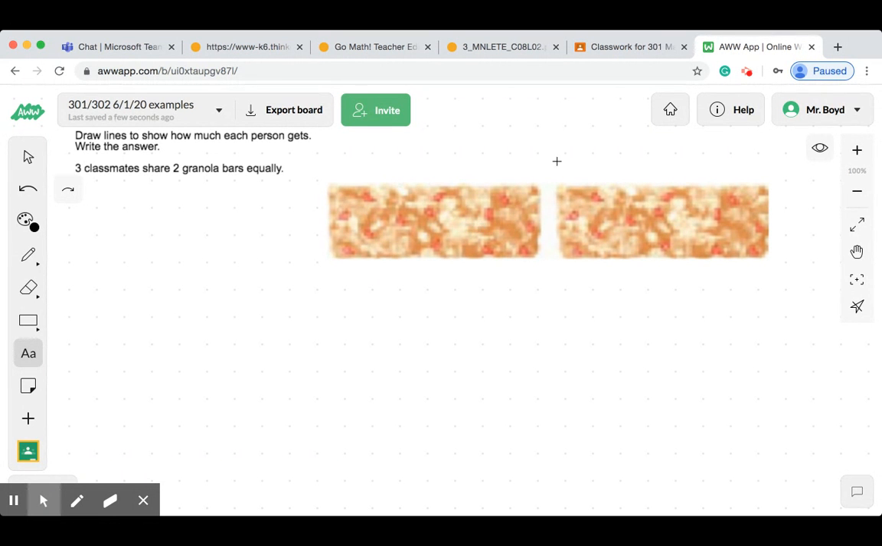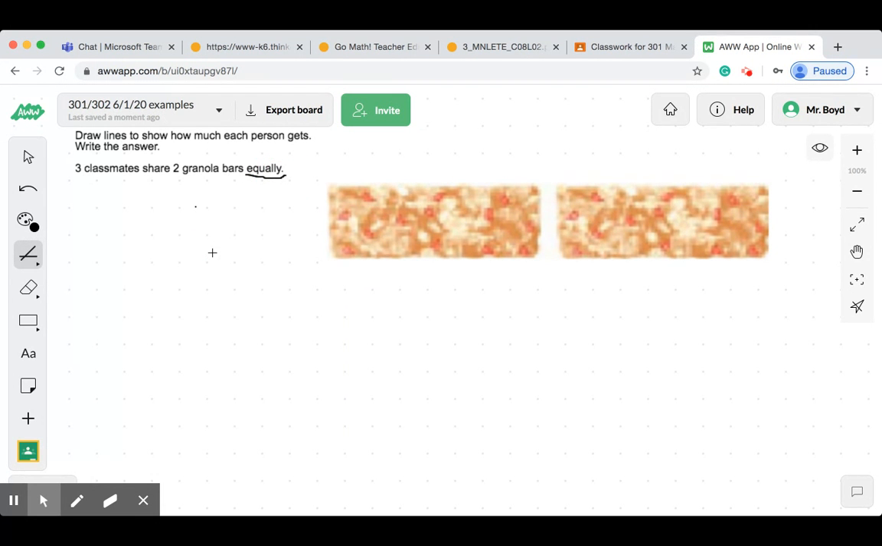So in our first video, I will demonstrate how to use our models to help us solve an answer and to help us partition. So the first problem says, draw lines to show how much each person gets. Write the answer. So it's a two-part question. We need to, one, draw the lines, two, write the answer. 3 classmates share 2 granola bars equally. Now the important word here is equally. We're looking at the word equally.